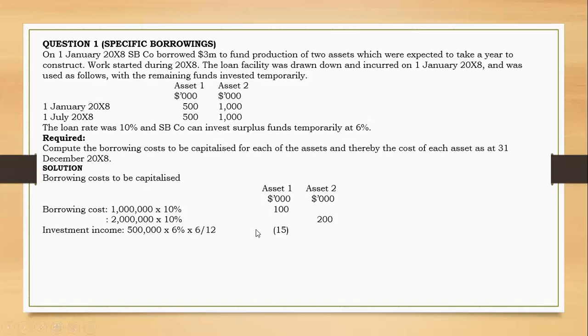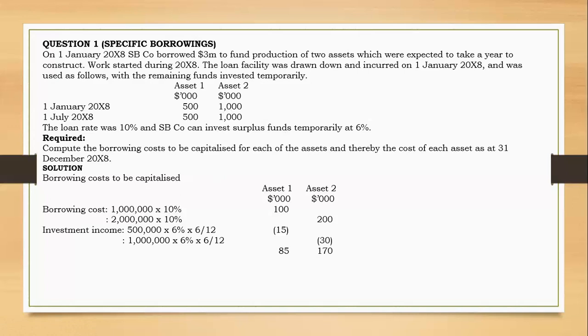So you apportion it, and the remaining $15,000, I would less it from 100. And then as for asset 2, I invested $1 million, but I needed another $1 million after 6 months. So I could have invested it temporarily for 6 months to obtain 30,000. Then 100 minus 15, we would have 85, and 200 minus 30, I would have 170. So this would be the borrowing cost to be capitalized.